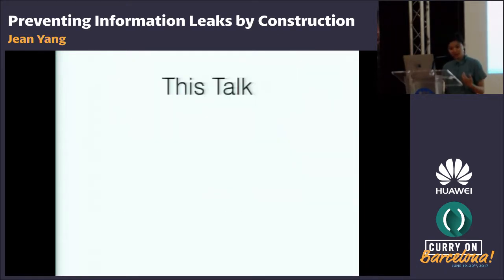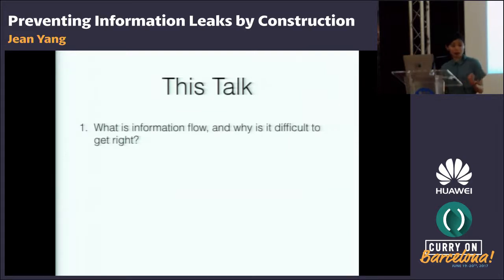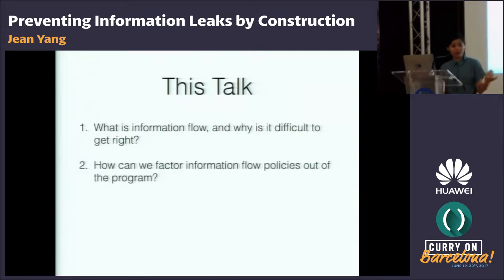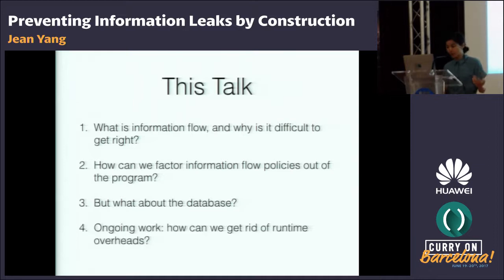In this talk, I'll first talk about what information flow is and why it is so difficult to get right. Then I'll talk about my work on factoring out information flow policies from the rest of the program. Then I'll talk about how we have all of these nice solutions for protecting information flow policies within an application runtime, but in real applications, we interact with databases, so what about the database? And finally, everything I'll tell you about in the beginning of the talk is based on a dynamic runtime approach. There are overheads when you do something completely at runtime, so I'll talk about our ongoing work on how we can throw these runtime overheads away.